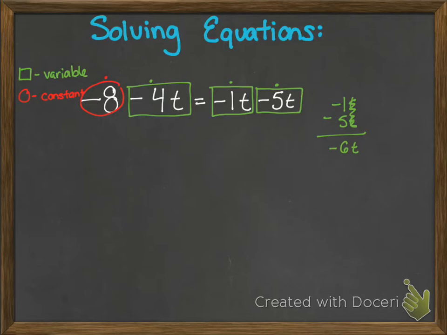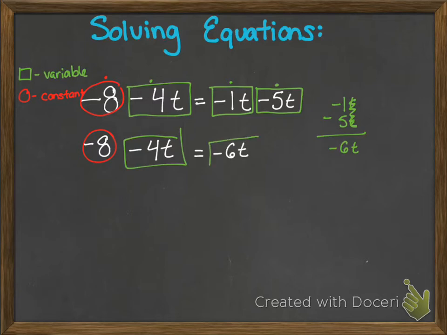So I'm going to go ahead and rewrite my equation. -8, keep that in a bubble, -4t, keep that in a box, equals, and then what I got when I combined my like terms on one side is -6t. And that needs to stay in a box because it still has a variable. Now, imagine behind here, since there is no constant on your right side, that it's +0 in the back. So just keep that in your imagination. Add that in there if you need to, just to help you with the solving process.